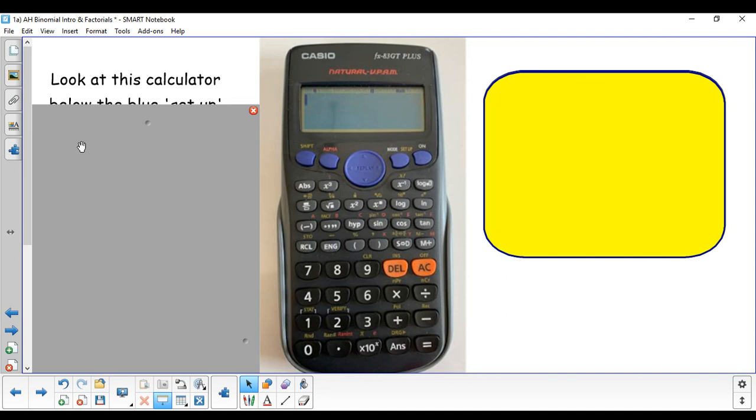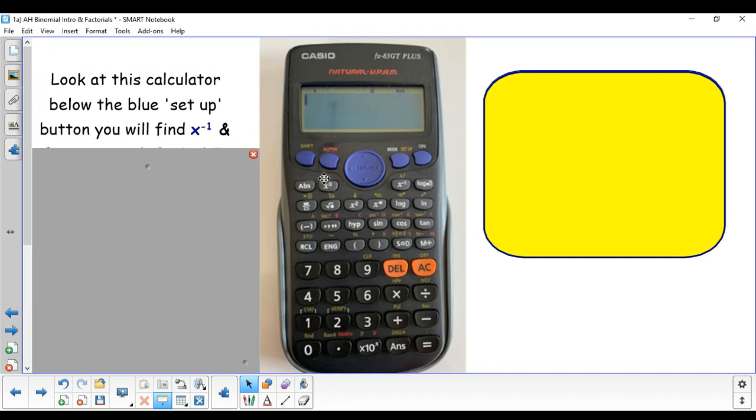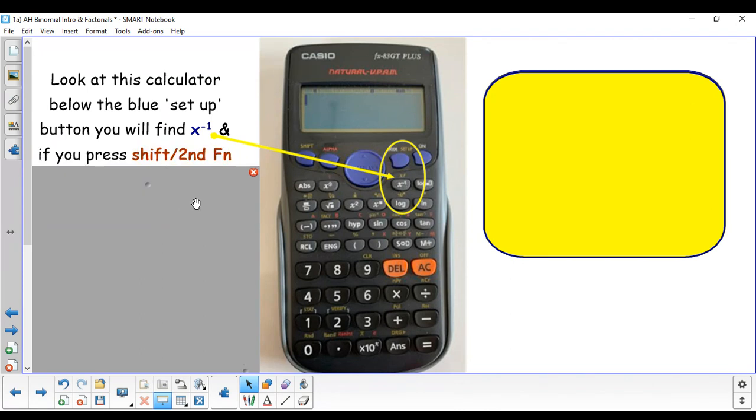Right, obviously it's getting bigger and bigger. Look at this calculator below and where the setup button is here. And below the setup button, you'll find the x to the minus 1 button here. If you look carefully, just above it in mustard is the factorial button. So we're going to learn how to use that as well.